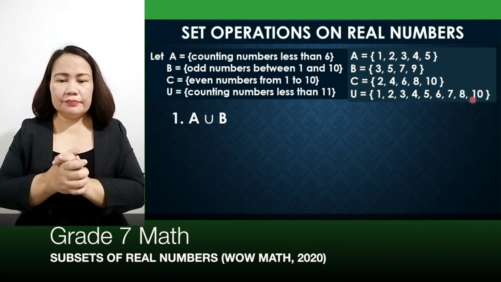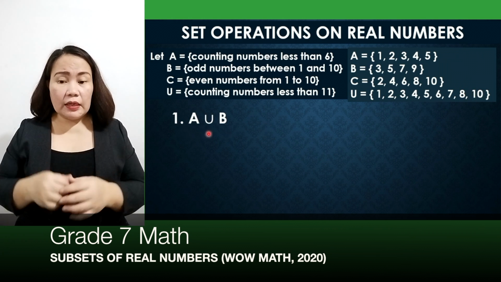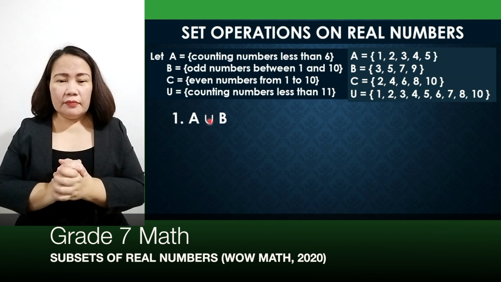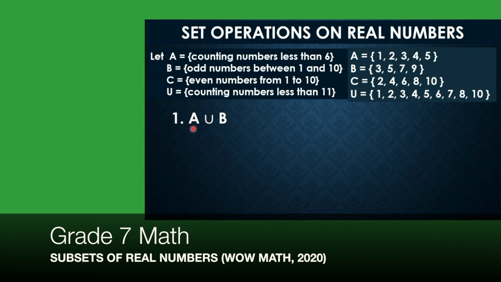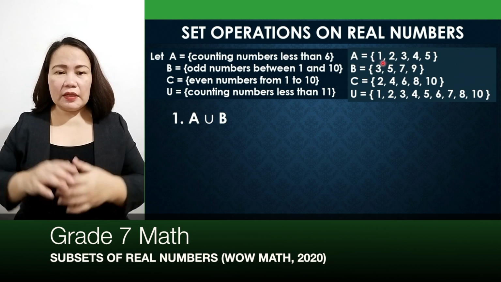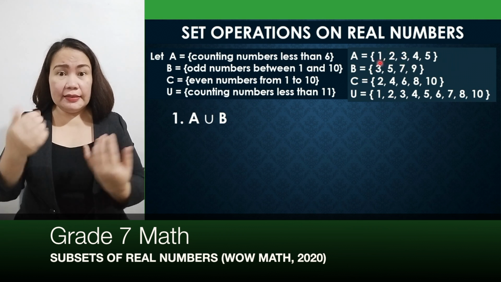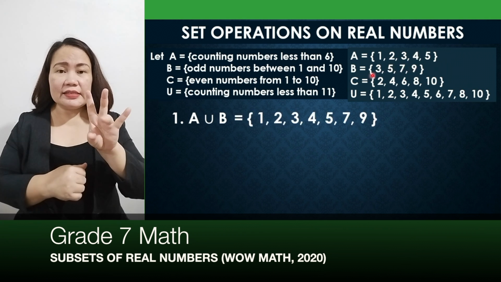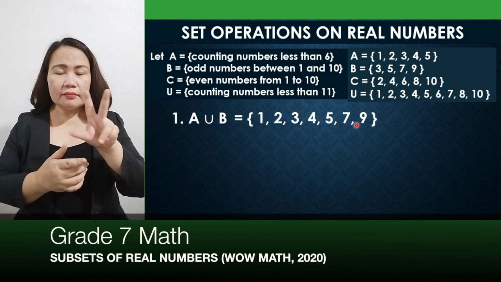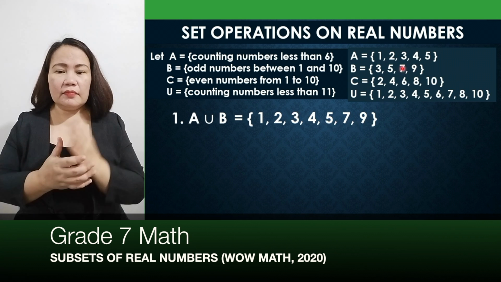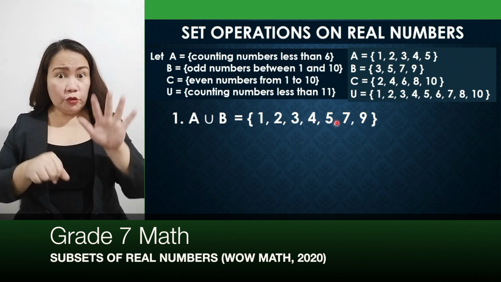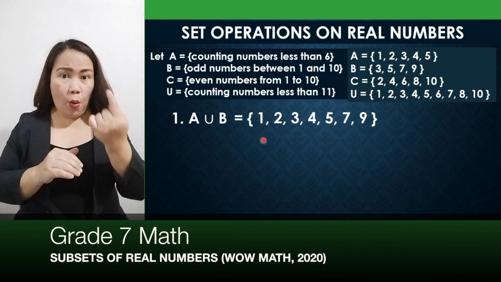Now, let's have A union B. So, again ha, meron po tayong 9 dito. So, ibig sabihin, we will be getting the combination. We will combine the set of elements in A and in B. So, kung pagsasamahin natin lahat ng elements nito, we will have 1, 2, 3, 4, 5, 7, 9. Okay, let's check. 1, 2, 3, 4, 5, 7, 9. Ma'am, dalawa po yung 3, dalawa po yung 5, yes. Pero kapag sets kasi, there's no repetition. Okay?